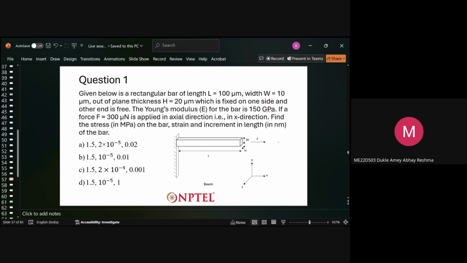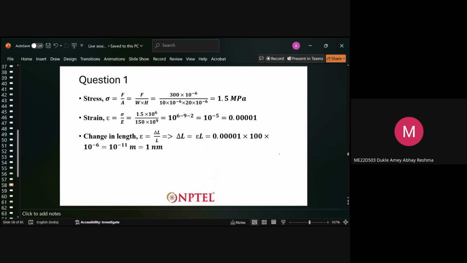Now the last thing: we found the stress, we found the strain, and then we have to find the change in length. Strain is the change in length upon the original length, so strain is delta L upon L. We already know the strain and the initial length. So the change in length is strain into the original length, which gives 10 raised to minus 11 meter, or 1 nanometer.